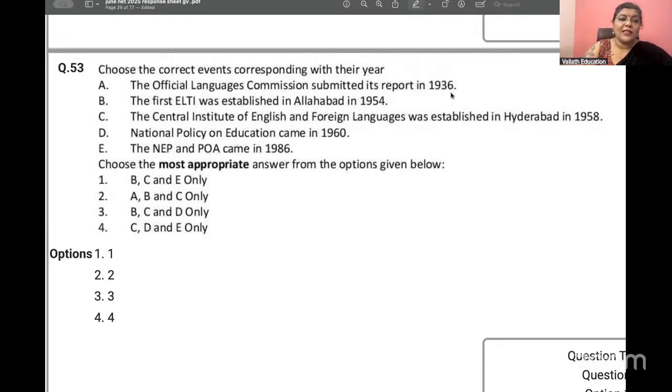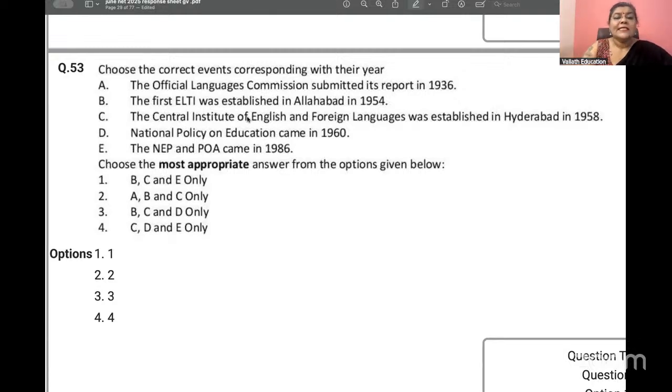The fight over Hindi and all happened. Okay. So you know this is wrong. It is a very famous thing. You should know this. A is wrong. The first ELTI was established in Allahabad. No idea. You don't know when it was established.